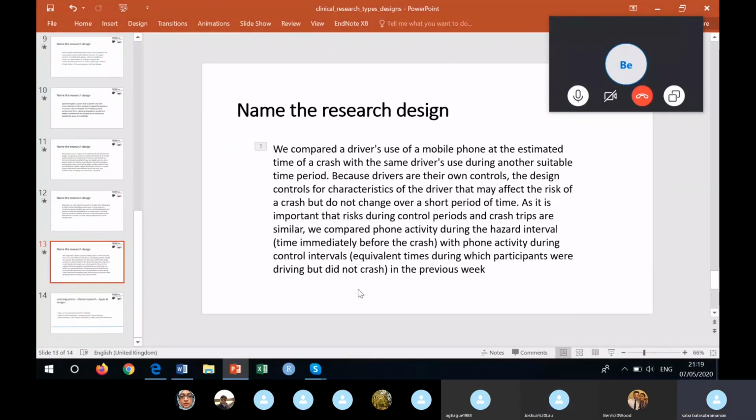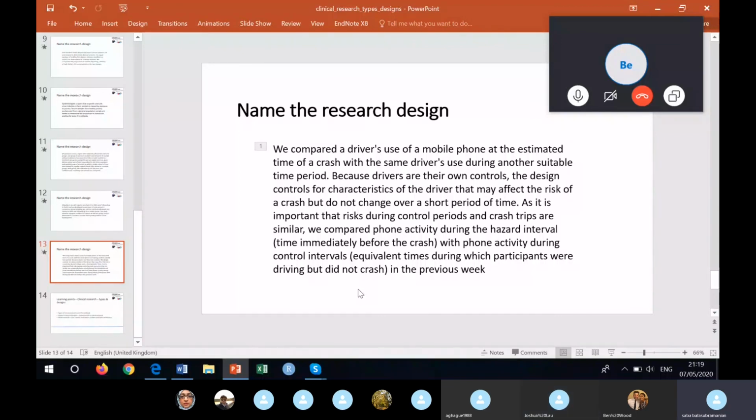So the exposure is the use of phone. Yeah. Use of phone, and then you compare the two endpoints. Yeah, and the endpoint is the crash. And so you start. Is that a case control study then? Yeah, correct.